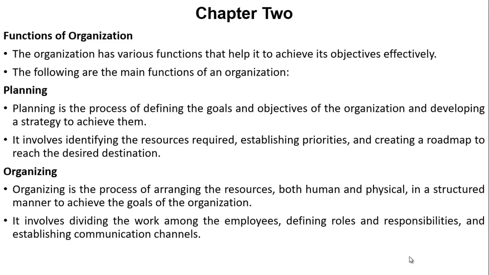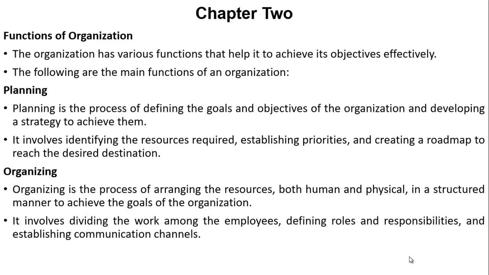Planning is the process of defining the goals and objectives of the organization and developing a strategy to achieve them. As I have said, organizations need to execute activities in order to achieve their goals, and before activities come into place, there needs to be a plan, a written plan. The plans could be short-term plans and strategic plans, annual plans or strategic plans. Strategic plans are those plans that stretch into the future, like for 5 years, 3 years, or 10 years.